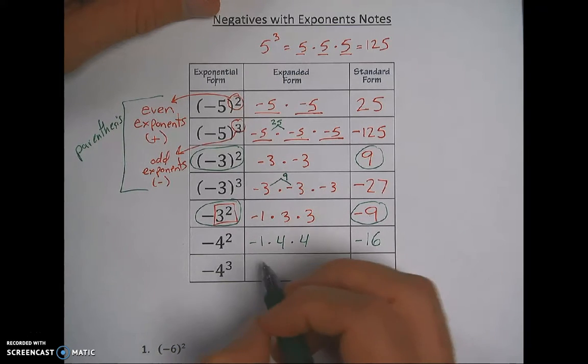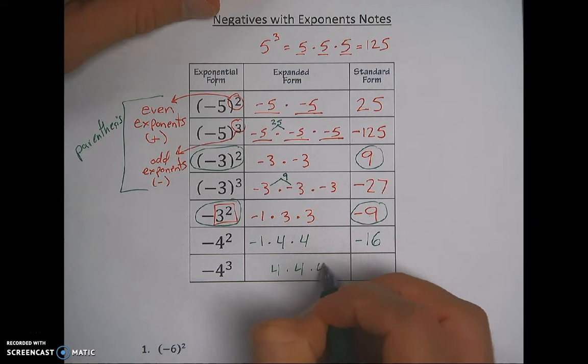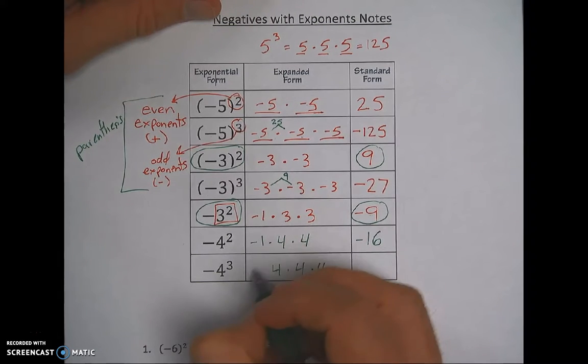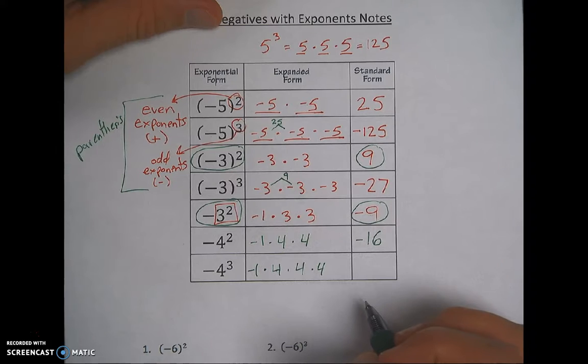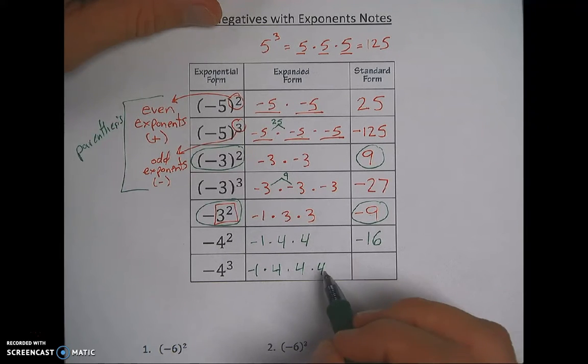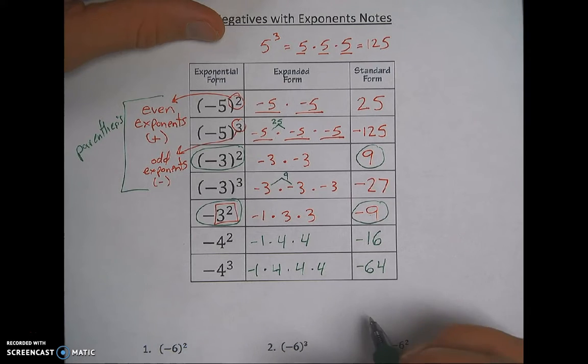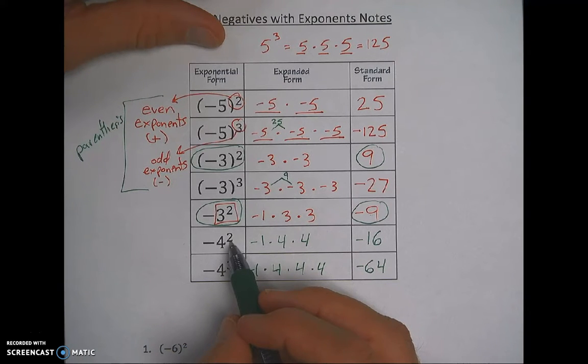So what if it's to the third power? Again, only the 4 is being raised to the third power, so it's positive 4, 3 times. This negative is a -1 out front. So if I multiply 4 times 4 times 4, you can use your calculator, it's 64. Positive 64 times -1 is -64.